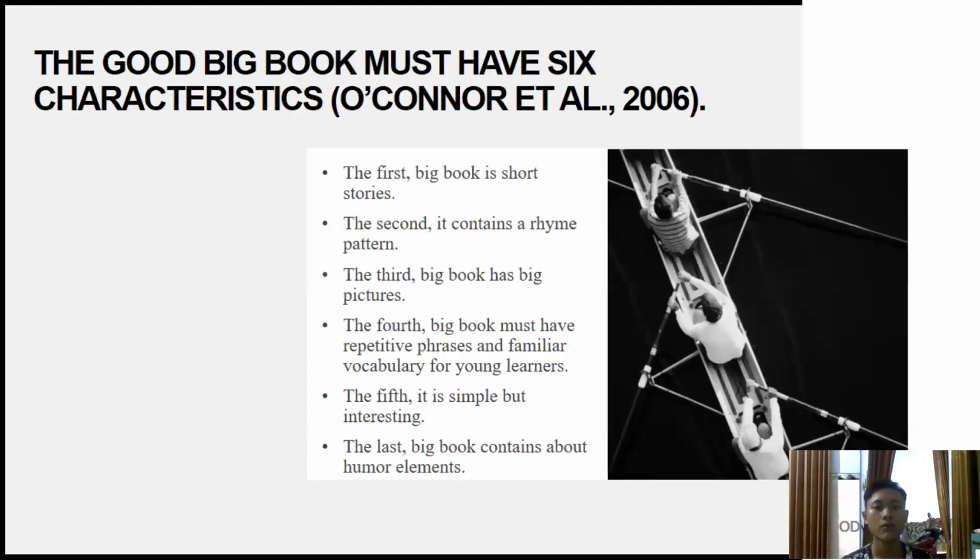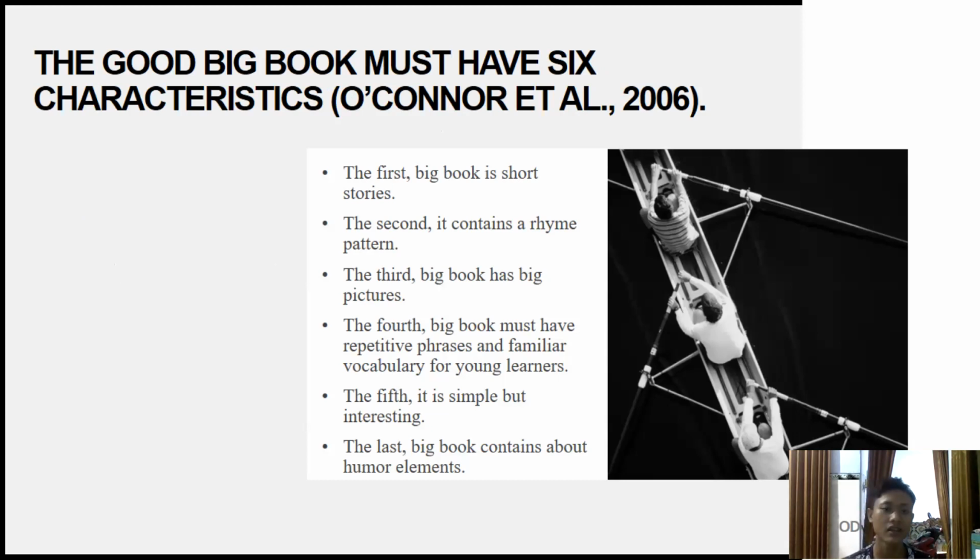All right, based on O'Connor et al. in 2006, a good big book must have six characteristics. The first one, a big book has short stories. Yeah, because if we give long stories, they will get bored. I agree. I admit it.